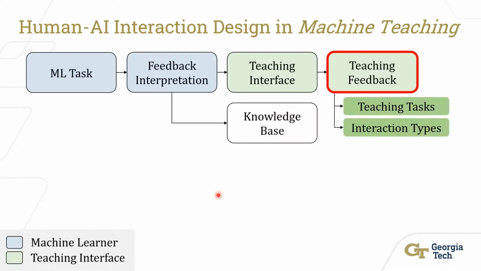First component is teaching feedback, which is the human to AI part of communication channel. Human teacher, as we saw in the example earlier, has to perform different teaching tasks to communicate their expertise. These tasks can be based on different interaction types, exemplifying some feature, classifying an image or a text, scoring some model outputs, etc.